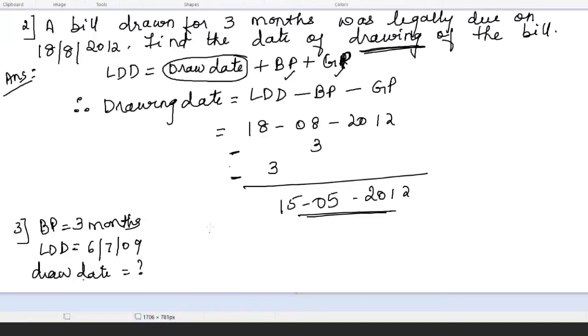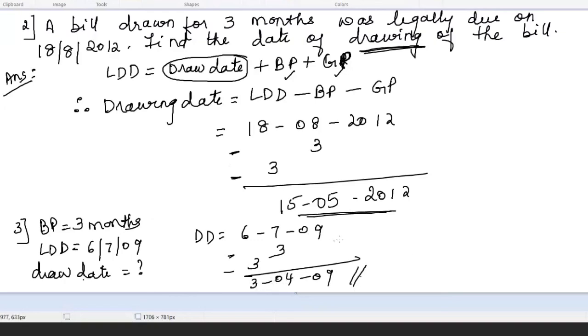So here we know drawing date is equal to 6709 minus 3 months minus 3 days. So you are getting 09 and this is 4 and this is 3. So 3409 is the drawing date. Hope it is clear.